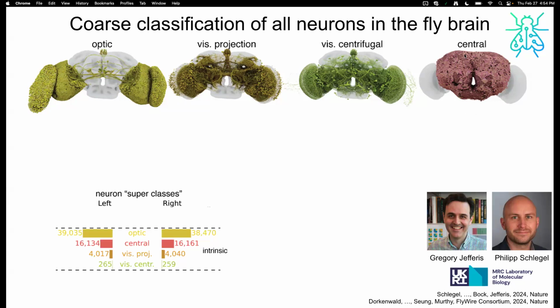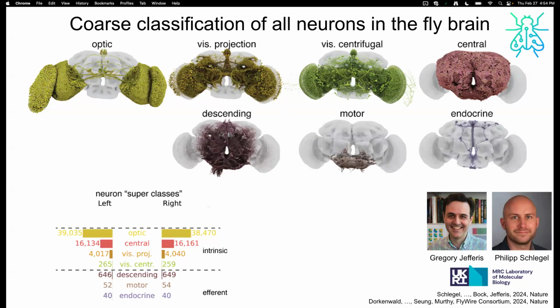Those that are in the central brain, here in the center, and those that project from the optic lobes into the central brain, and those that project from the central brain back out into the optic lobes. Then we have those neurons that project out of the brain. So those are some motor neurons, especially for the extension of the proboscis, that is the snout for feeding. And we have a few endocrine neurons, and then we have descending neurons. Those are the main output pathways out of the brain.